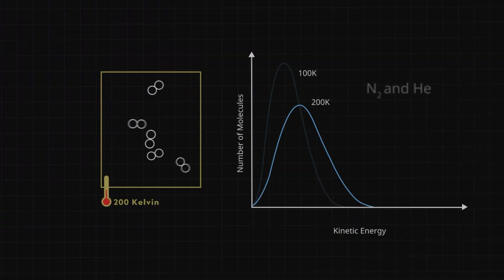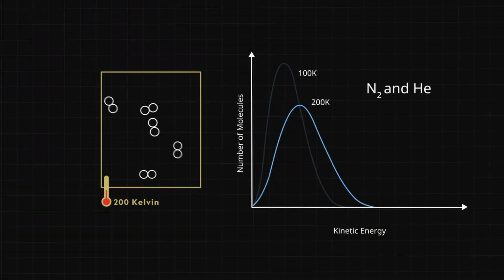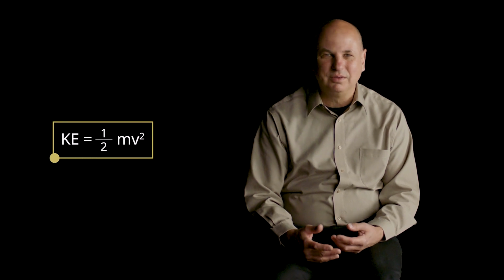When we show it with kinetic energy on the x-axis, its shape depends only on the temperature. For example, if I compare a sample of nitrogen gas to a sample of helium gas, both at 200 Kelvin, the distributions of kinetic energies are identical. A helium atom is a lot lighter than a nitrogen molecule, but the mass of the particle doesn't matter. Or, mass doesn't matter for kinetic energy, but the relation between kinetic energy and speed does involve the mass of the particle. Kinetic energy is 1/2 mv squared.